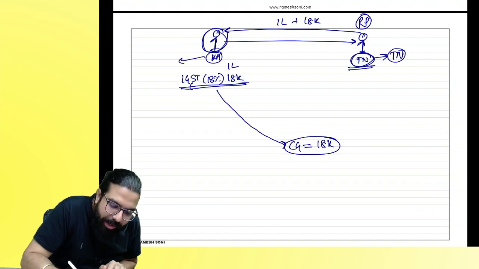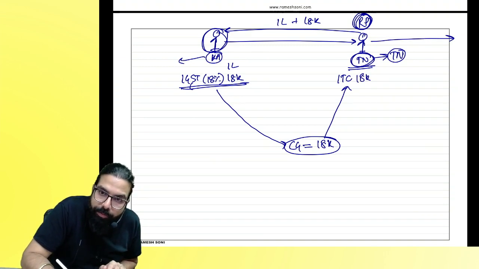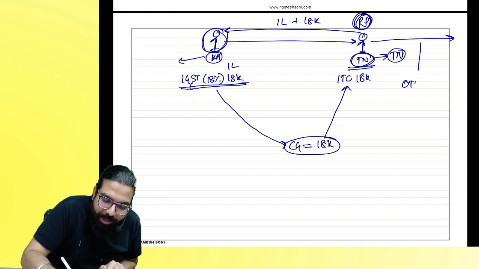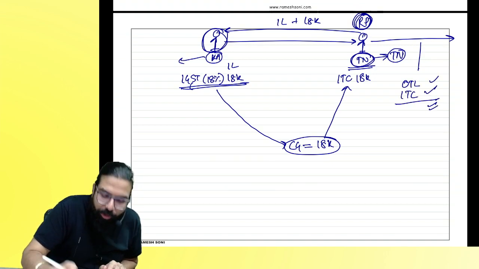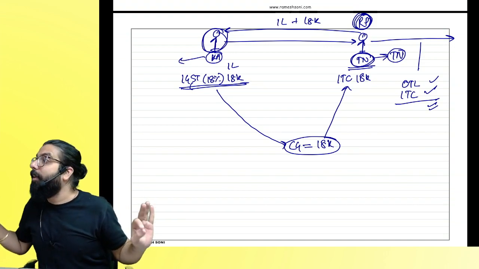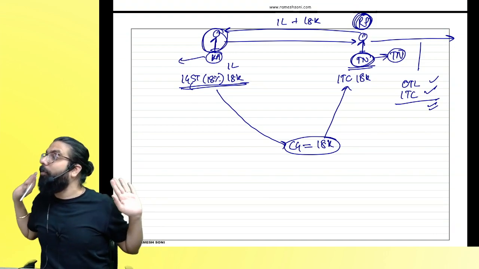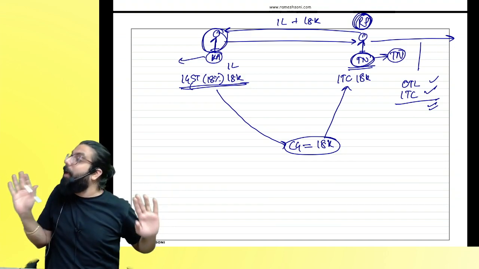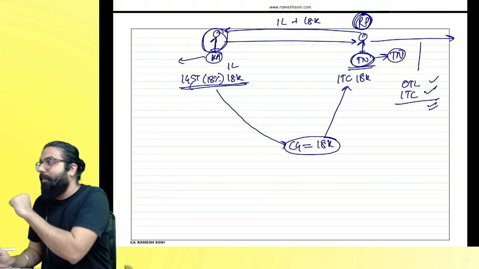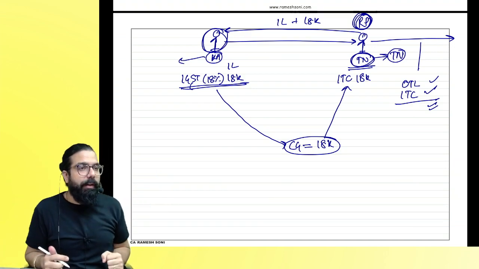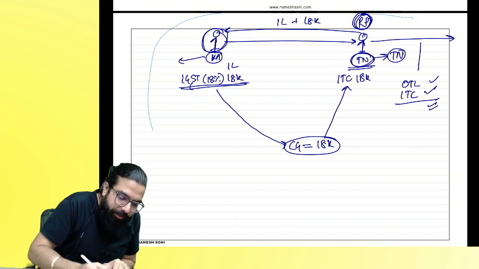If this Tamil Nadu guy is a registered guy and wants credit, he will get input tax credit of 18,000. He will sell the goods. When he sells, output tax liability will come. He will use the input tax credit and story over. Did you guys understand? Is it one nation, one market, one tax now? Free flow of credit is happening. Why? Because of IGST.